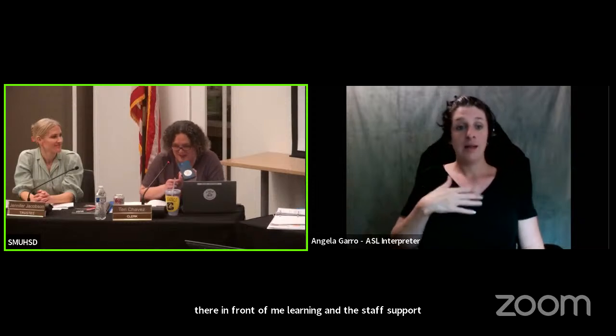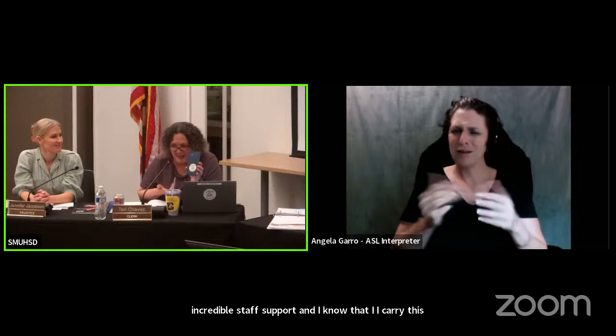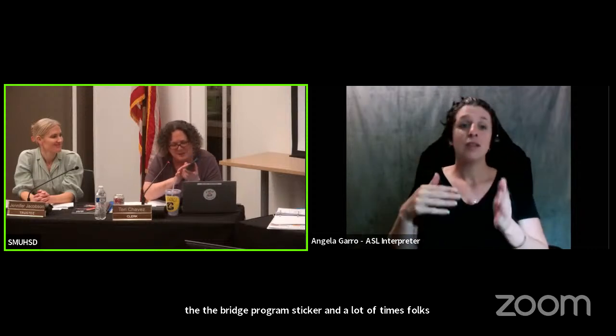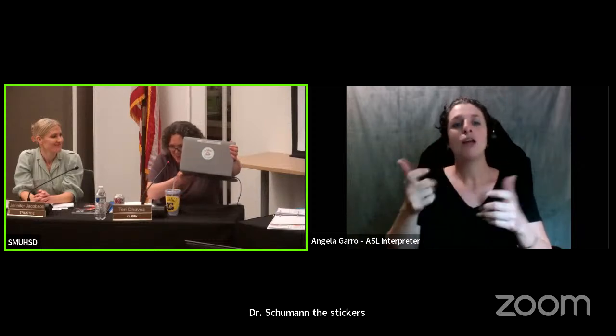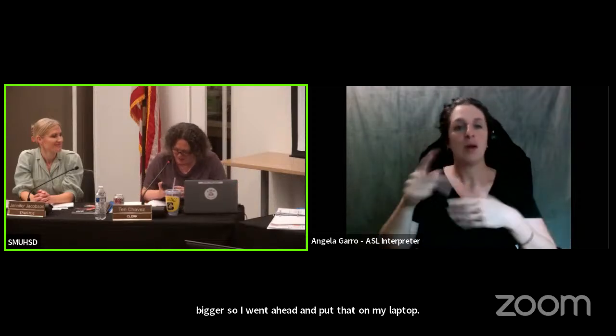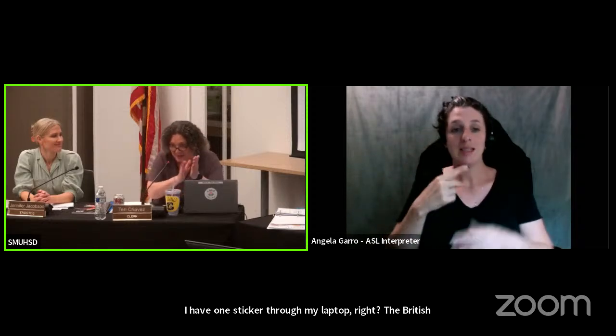I only have one phone, my personal phone, and I have the Bridge program sticker on it. A lot of times folks ask me, "Hey, what's that?" And I explain it. Dr. Showman, the stickers, do we have any new stickers? The next sticker was a little bit bigger, so I went ahead and put that on my laptop. But now I think we need to have new stickers that say the Bridge School, right? Can I get an amen on that?